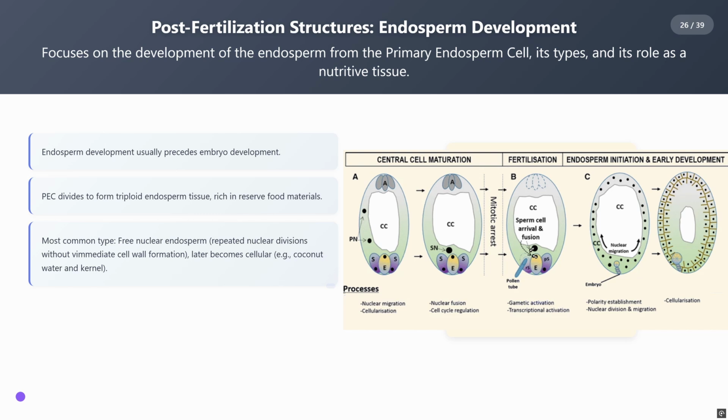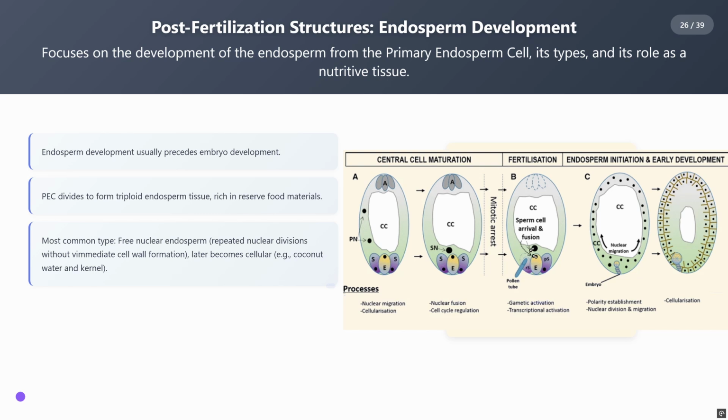The primary endosperm cell, PEC, undergoes repeated mitotic divisions, forming the triploid endosperm tissue. The cells of this tissue become packed with stored food materials, starch, proteins, oils, depending on the species, which will fuel the embryo's growth. How does the division happen? Is it always the same way? The most common method of endosperm development is called free nuclear endosperm formation. In this type, the primary endosperm nucleus, PEN, undergoes successive rounds of nuclear division, but without immediate cell wall formation. So you end up with potentially hundreds or thousands of free nuclei suspended in the cytoplasm of the central cell.